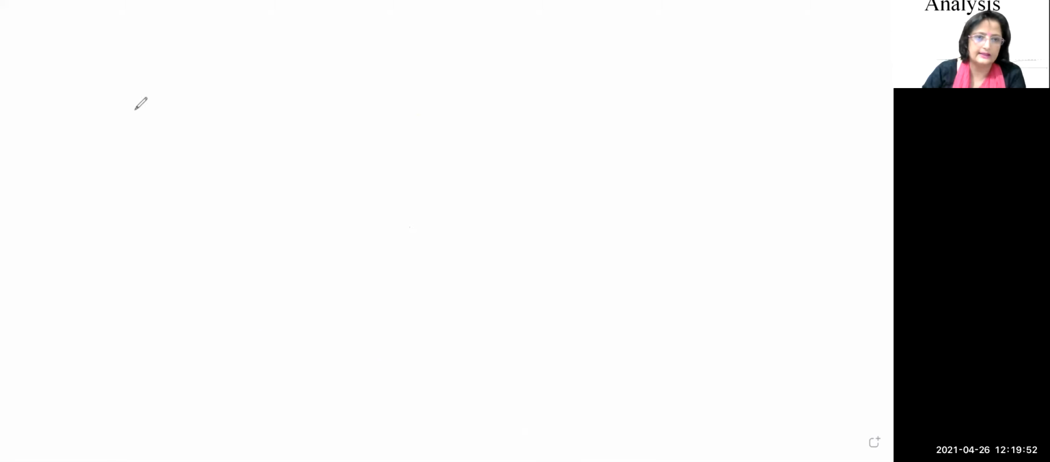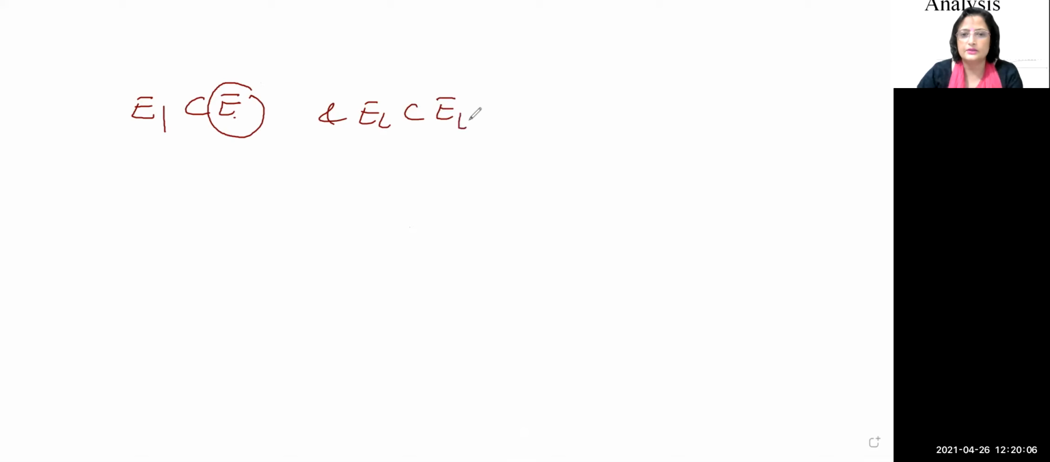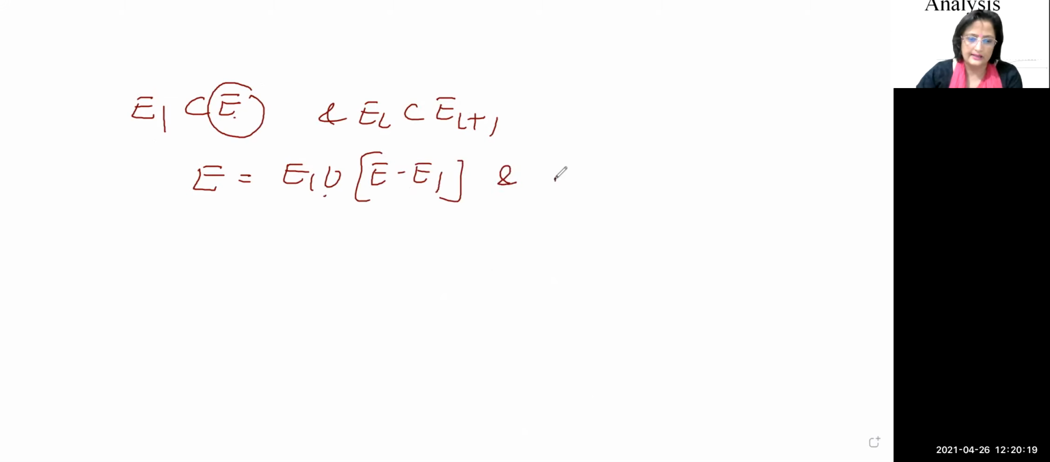It is exactly the same: E1 is a subset of E. E is bigger here because E is the union. And Ei is again a subset of Ei plus 1 because the sequence is an increasing sequence. So the same way, we will write E is equal to E1 union, exactly as we wrote earlier, and their intersection is empty. And the same here, Ei plus 1 is bigger, Ei union Ei plus 1 minus Ei, exactly the same as in the previous theorem.